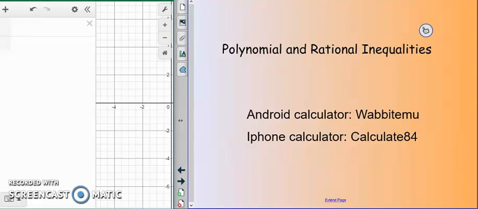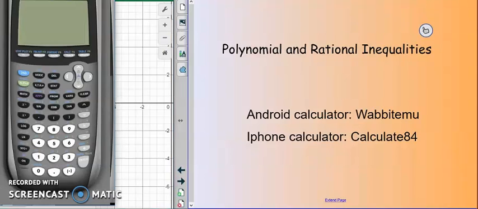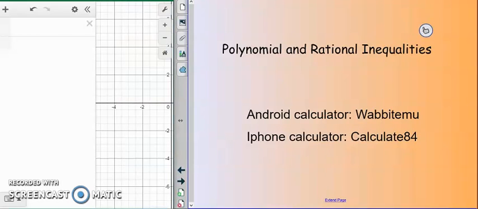All right, so with this, we're dealing with rational and polynomial inequalities. Because we're dealing with the graphing portion for this first part, today is going to be graphing. I'm showing you two different types of calculators that are free that you can use on your phone. For the Android phone, you can go to RabbitEmu, and that's a free calculator that will look exactly like the TI-84. So it looks exactly like that calculator right there. And on iPhones, you can go to Calculate 84.